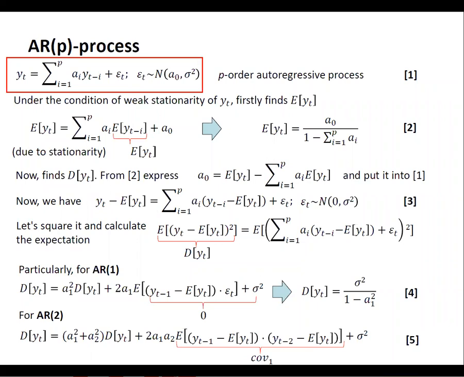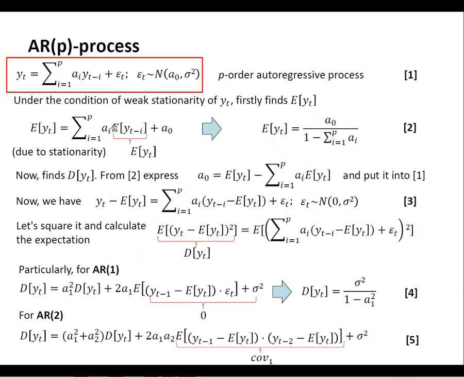Now we turn our attention to the AR process and should consider it in detail. The initial stationary time series Y_t could be represented as a sum from 1 to p, where p is the order of the AR process, of the coefficients of the AR process multiplied by Y_t with lag i, that is the initial time series with lag i, plus epsilon_t, a normally distributed error or residual with mean a0 and variance sigma squared.